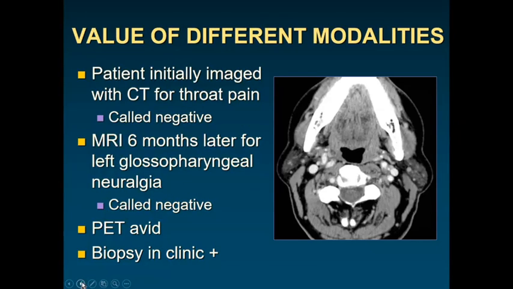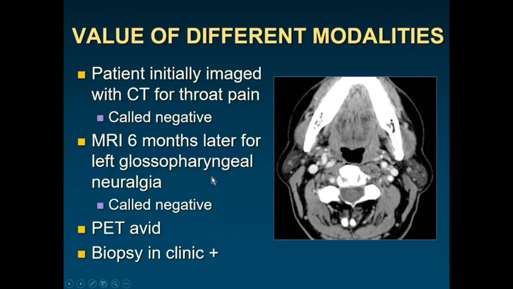What's the value of different imaging modalities? Well, this is just a case example. The patient was initially imaged at our institution for throat pain. This study was called negative, and the finding is really hard to see. If we look at this carefully, we can appreciate there's some tonsillar fossa asymmetry. The left palatine tonsil is a little bit bigger, but if we were just imaging for throat pain, most of us might kind of blow that off and ignore it.